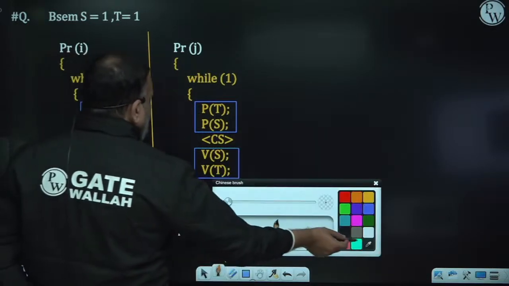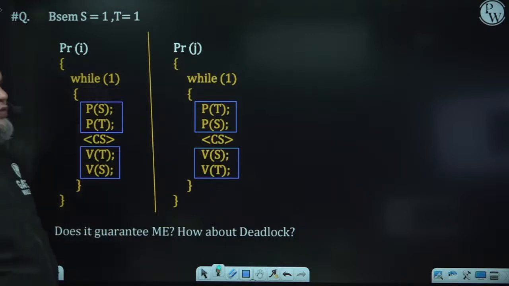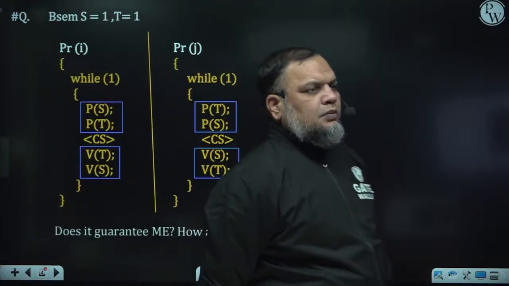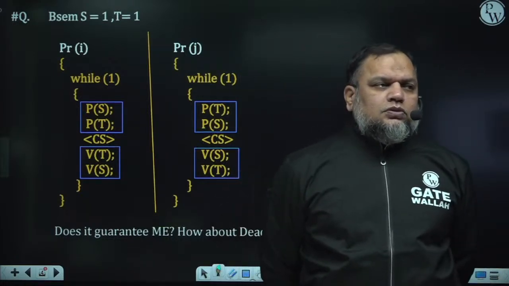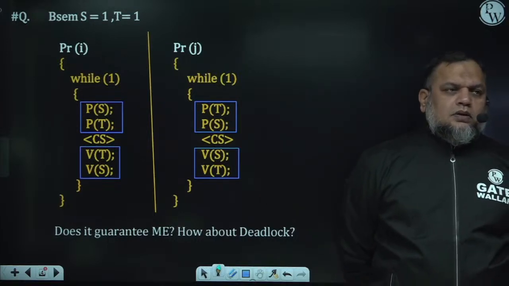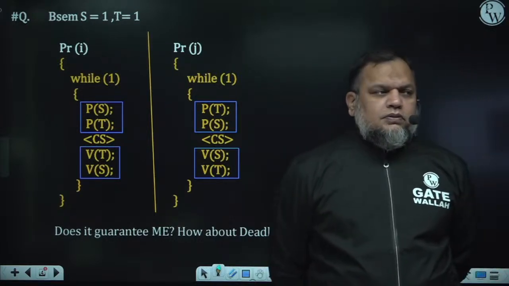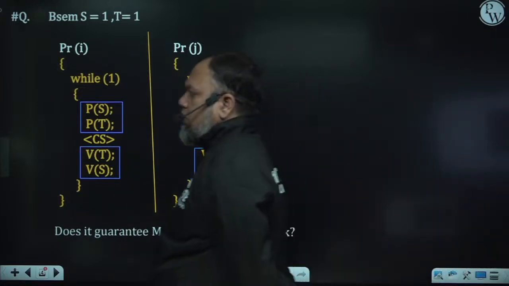There are two questions asked in this problem as you see here. The first question is, does this mechanism described here between process I and J guarantee mutual exclusion or not? Does it guarantee mutual exclusion or not? You have to say whether it guarantees mutual exclusion between process I and process J or not. Come on, tell me. Porous Prajapati, good evening. Answer the question.